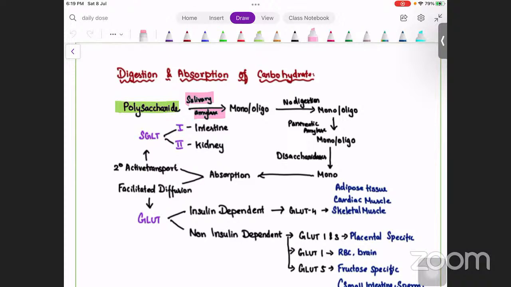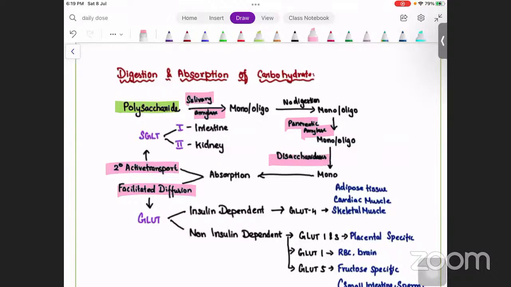Till now, whatever we talked about was the digestion of carbohydrate. Polysaccharide, salivary amylase, breaking into mono and oligosaccharides. Does any digestion happen in the stomach? No. Then it goes to the intestine, where pancreatic amylase breaks down the oligosaccharides further, and disaccharidases break the disaccharides into monosaccharides, which get absorbed. How is it getting absorbed? In absorption, we have two types of mechanism: one is secondary active transport, another is facilitated diffusion.